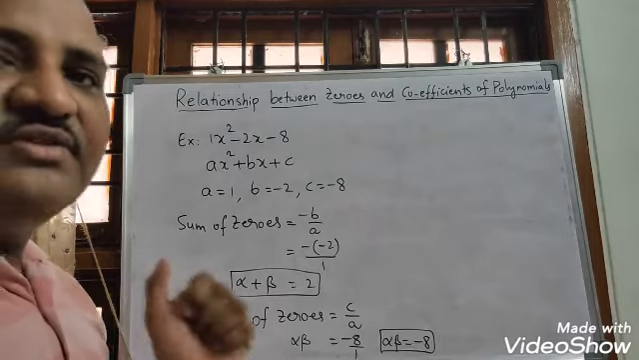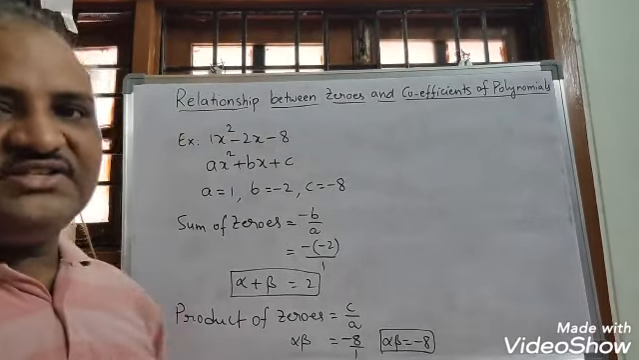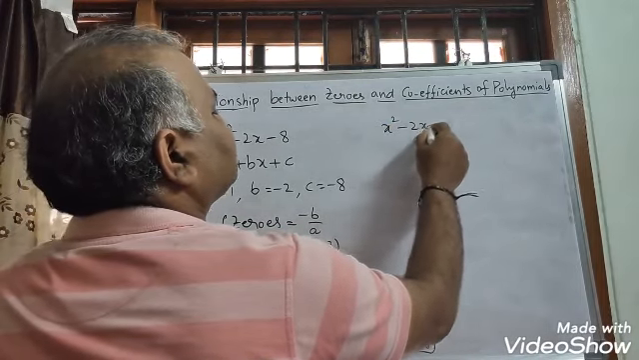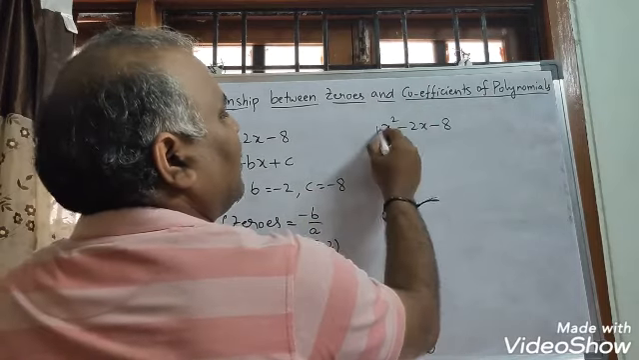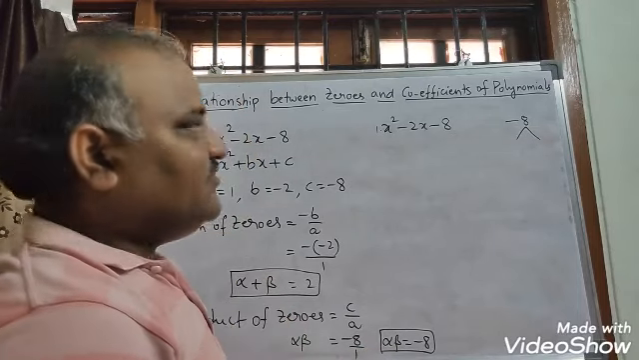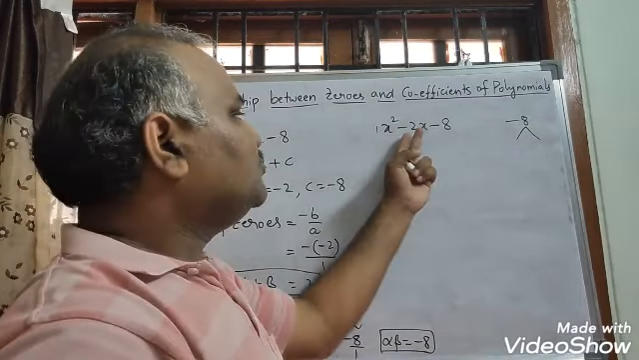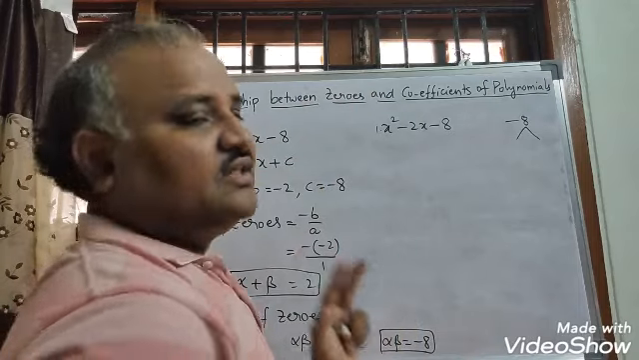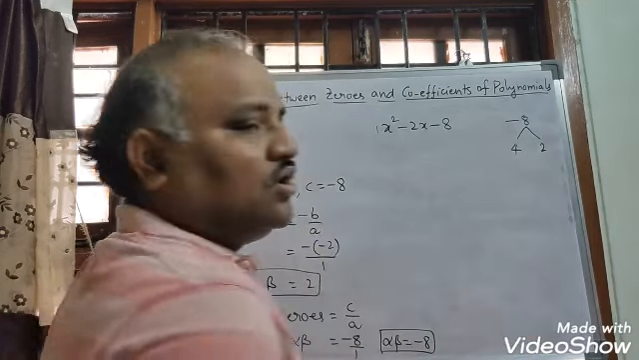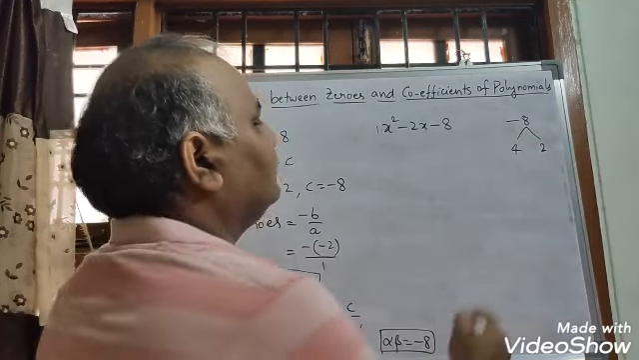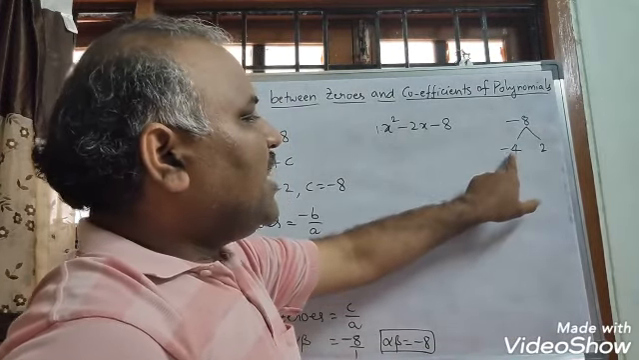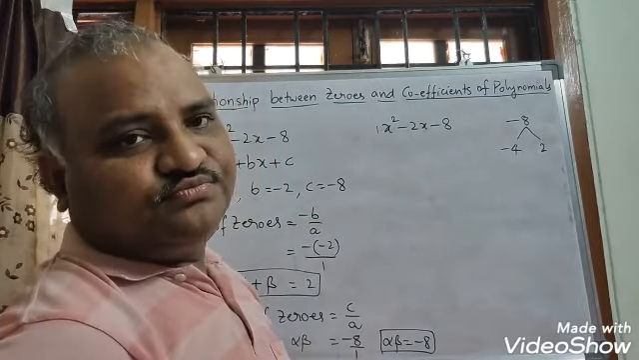Now let us find the values of alpha and beta. As this can be factorized easily, we can find them. Now how to factorize this? x square minus 2x minus 8. 1 into minus 8 is minus 8. We have to take factors of minus 8, and those factors if we add, we should get the coefficient of the middle term x, that means minus 2. So for that I am taking 4 into 2, and minus for 4. 4 into 2 is 8, minus 8, and minus 4 plus 2 gives us minus 2.